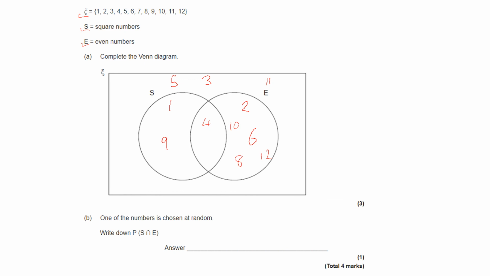For our second part, we want to find the probability of S intersect E. Remember, that's just the center part of our diagram. A mistake you could make here would be to write 4 as your amount of things in there, but remember, these are all separate numbers. There's only one number in that intersection, and there were 12 numbers in total, so just 1 out of 12.